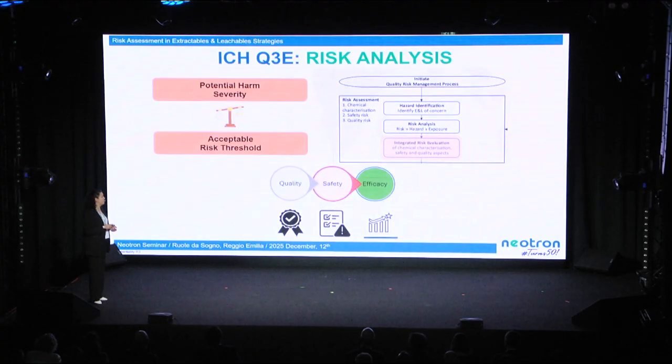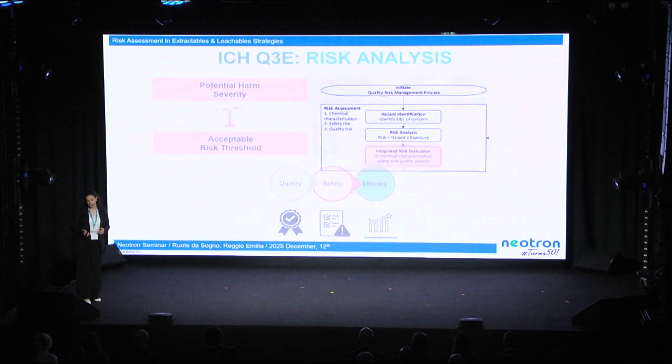And finally, the last part, the integrated risk evaluation. So after the hazard identification and the risk analysis, we have to know something about the chemical characterization, safety, and the quality aspect. And to do that, we have to balance the potential harm severity and the acceptable risk threshold. And for that, we have three main points: the quality and the safety, which goes directly to the efficacy of the drug formulation.